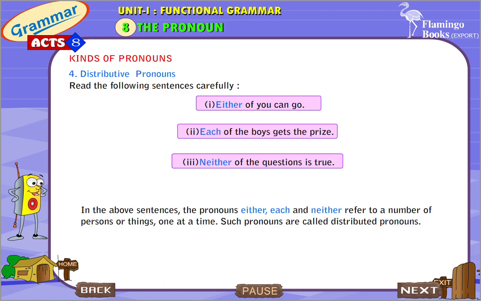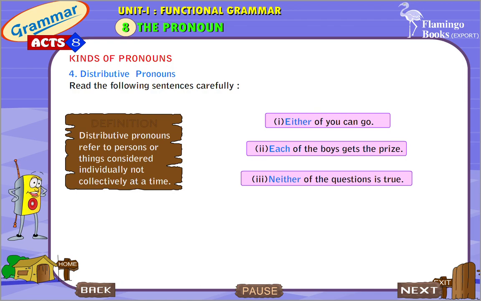In the above sentences, the pronouns either, each, and neither refer to a number of persons or things one at a time. Such pronouns are called distributive pronouns. Distributive pronouns refer to persons or things considered individually, not collectively at a time.